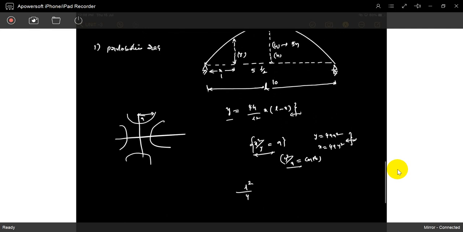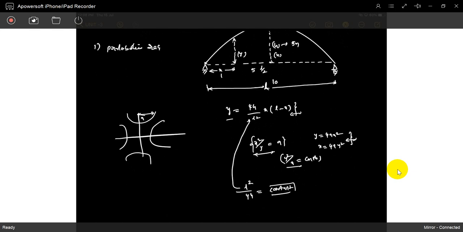At the crown point, L square by 4H is constant. Are you understood? L square by 4H is a constant. So that is the constant. We used it.